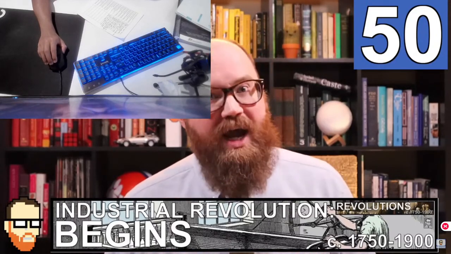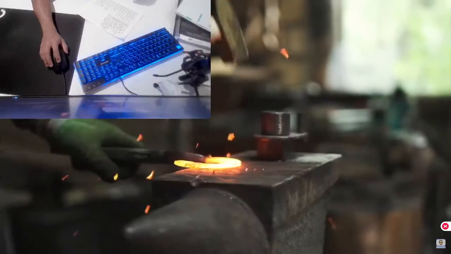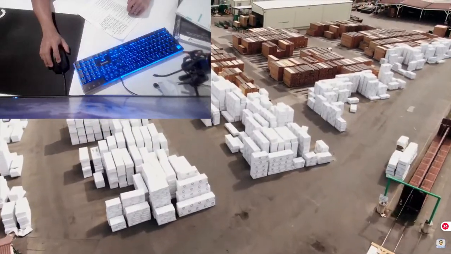Sixth, the British Agricultural Revolution. The British Agricultural Revolution meant more food. More food means more people. More people means more labor. More labor means more production. More production means more capital.